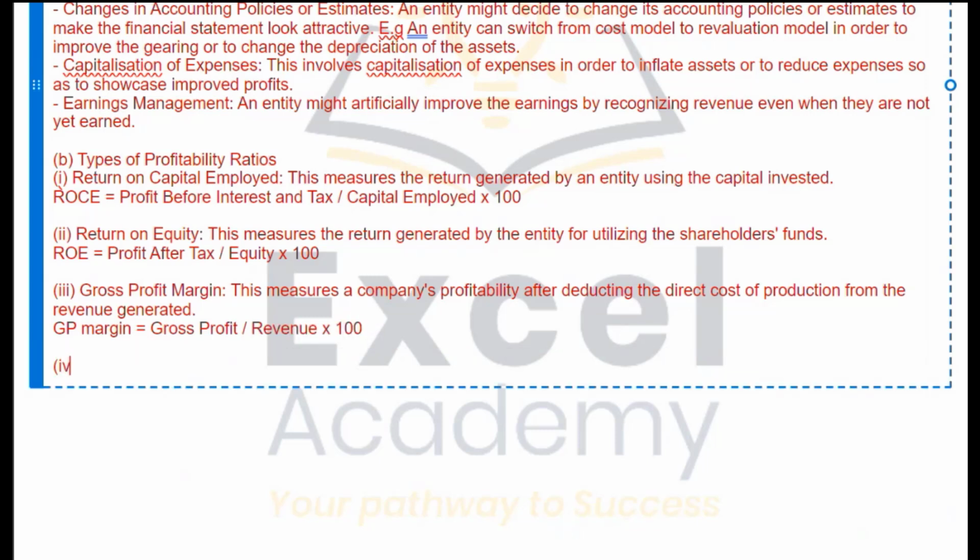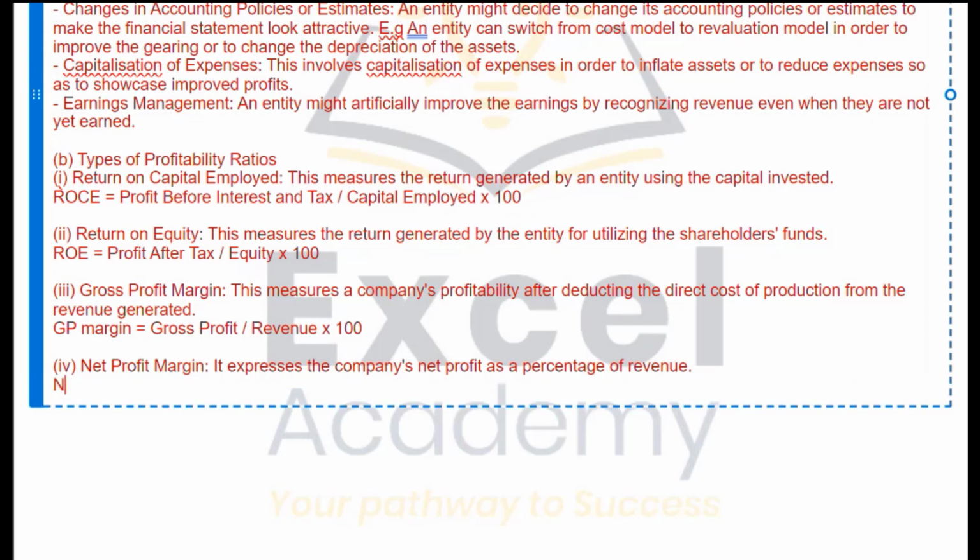Then the last one is the net profit margin. It expresses the company's net profit as a percentage of revenue. The formula is net profit margin, which is net profit over revenue times 100. So with that, we are done with the question.